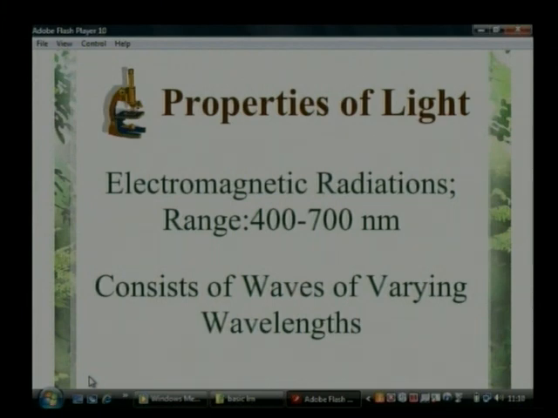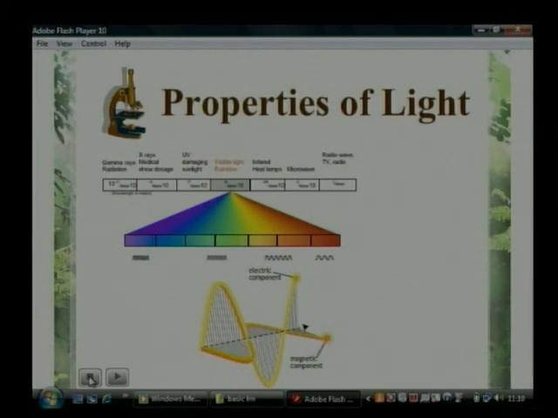Let us have a look at how exactly the light rays are propagating. As I told you in the beginning, light is propagating in the form of electromagnetic radiation. You can see here very clearly the two different components of the light waves, the electric component and the magnetic component, are propagating perpendicular with reference to each other, and that is how the light is propagating.